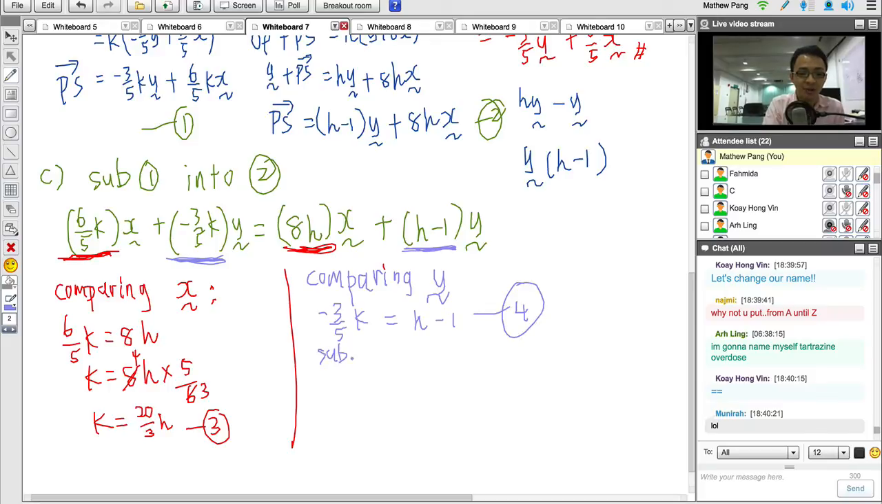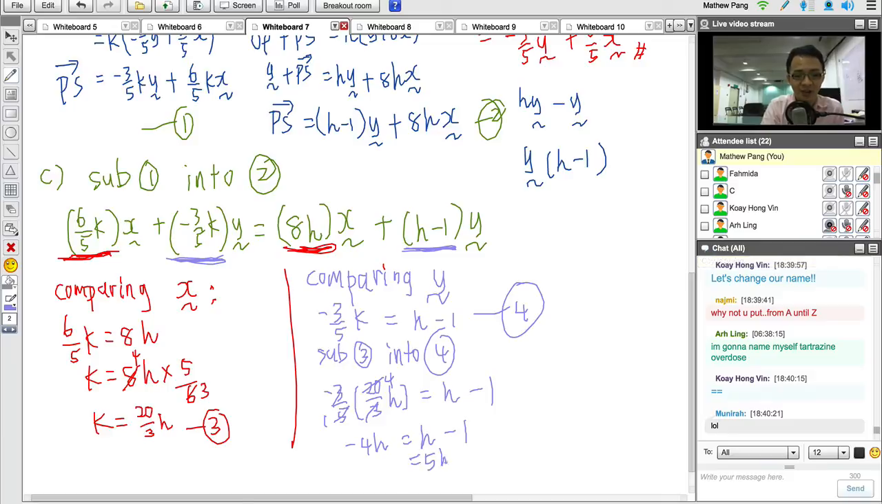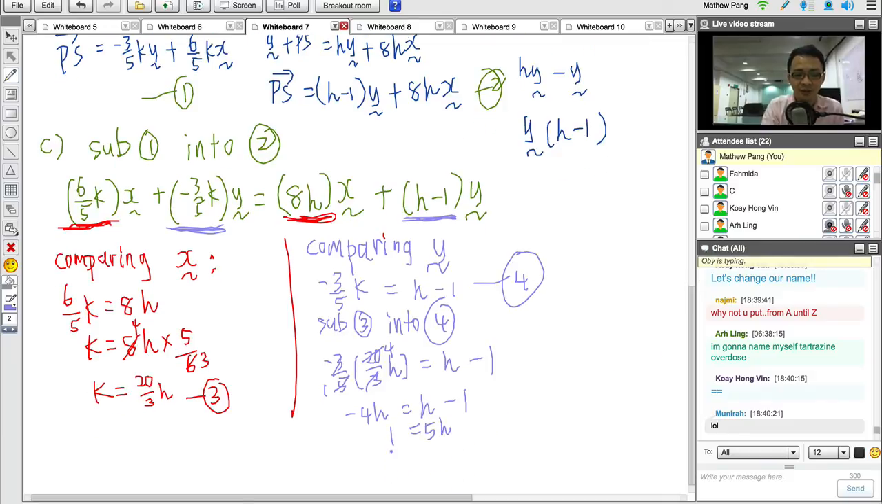Then I sub 3 into 4. So what I will have is negative 3 over 5, my k is 20 over 3h, equal to h minus 1. So I'm going to solve this one. This is 1, this is 4, 3 and 3 I simplify. So I will get negative 4h equal to h minus 1. So yeah, 5h equals to 1. So therefore h equals to 1 over 5.